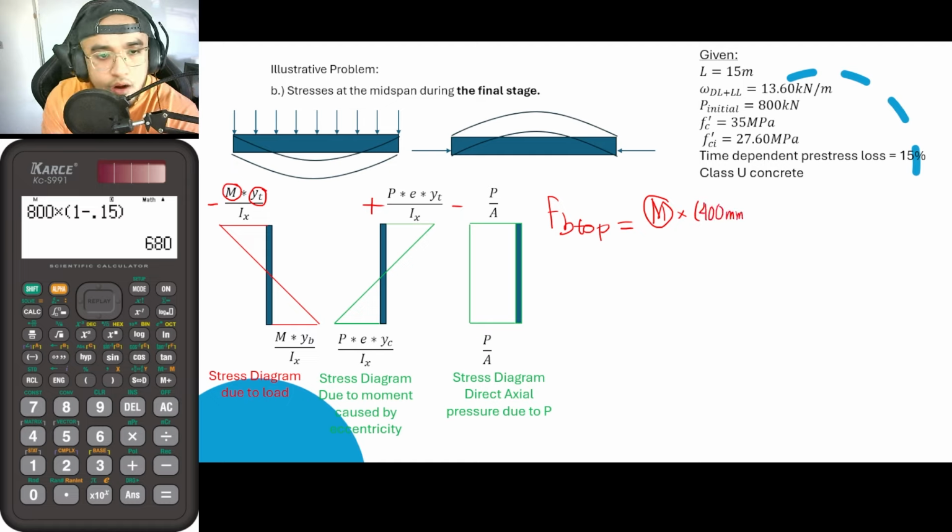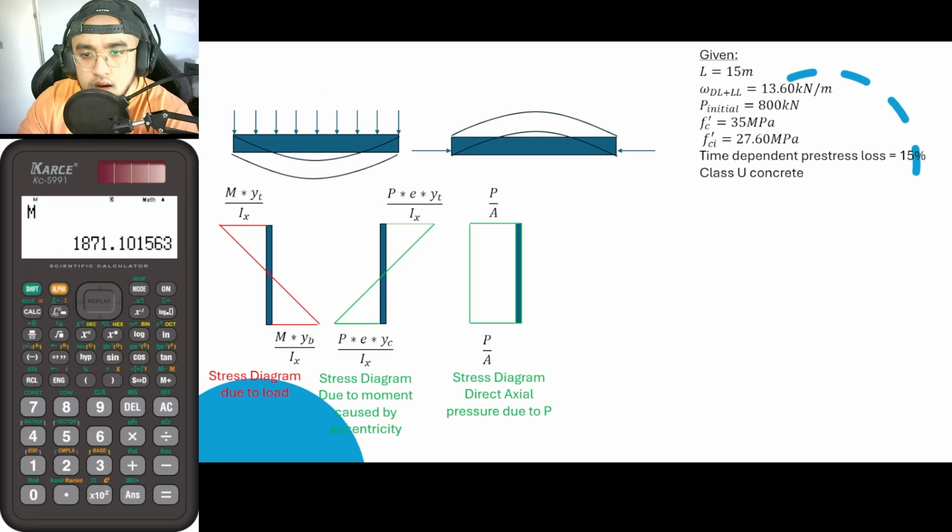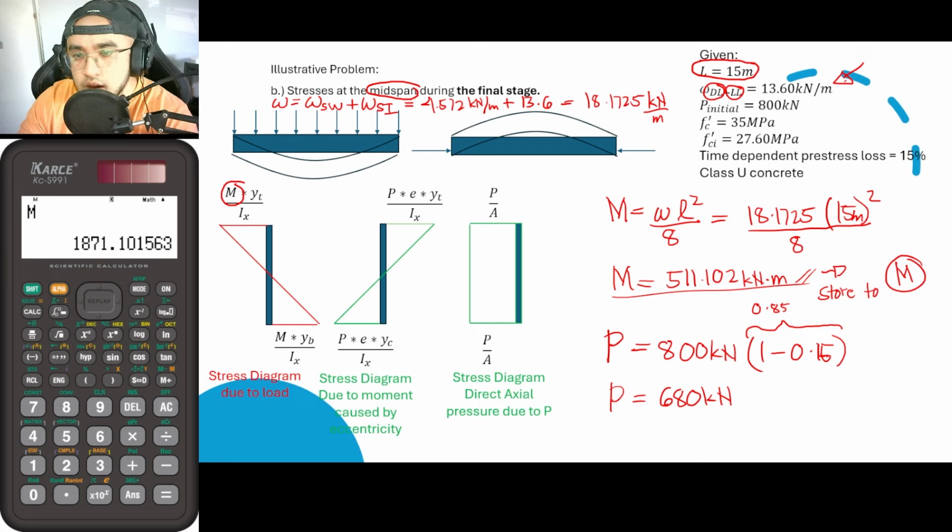But take note, before I proceed to multiply it by 400 mm, if you can remember the value of M, let me just recall M. Alpha M, that is equal to, oops, was this the moment? Apologies. Let me just resolve 18.175 times 15 squared divided by 8. So that is 511, and let me store that to M.